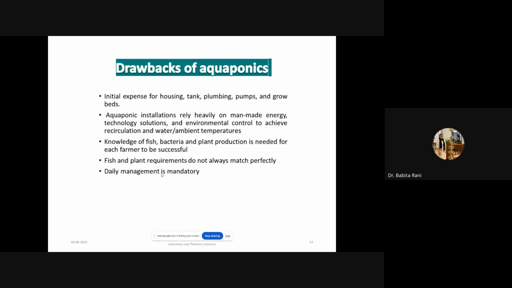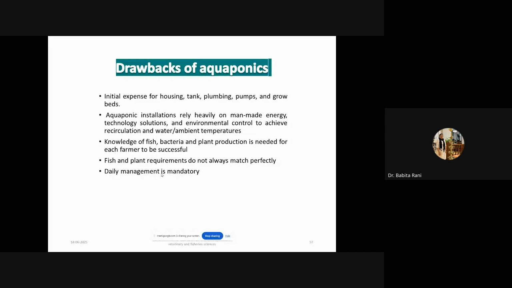That is a plus. Drawbacks: initial expense, like RAS, is heavy. Plumbing, pumps, and other issues. Energy use; we can go for renewable energy here also. Knowledge of fish, bacteria, and plant production is needed for each farm. So each system is different. We have to see the component ratio, the hydraulic loading rate, and how much time we can run the system.